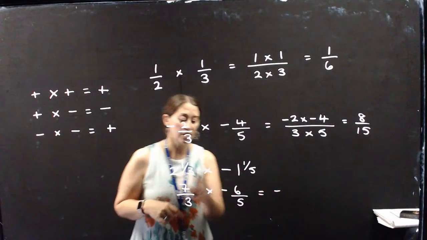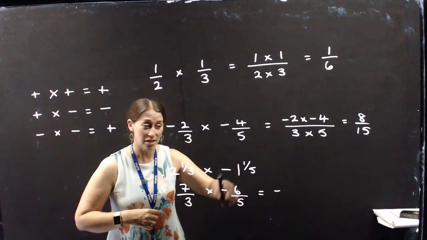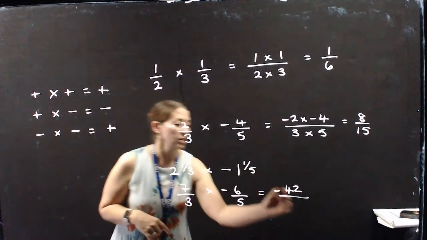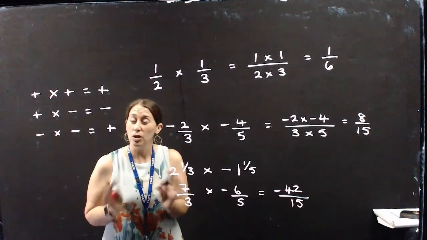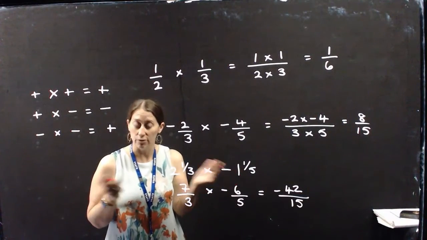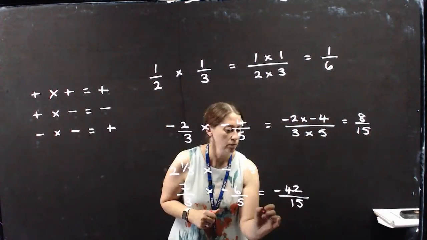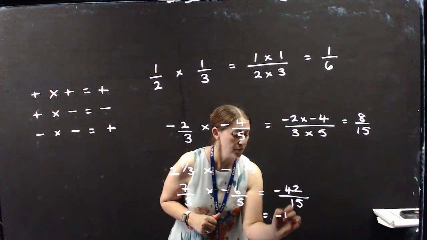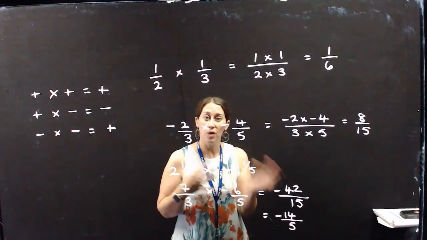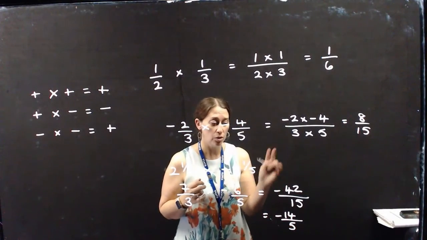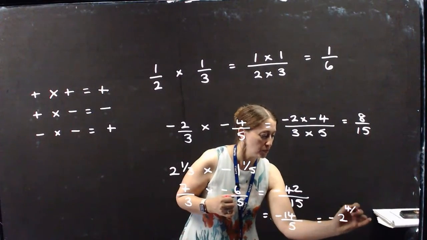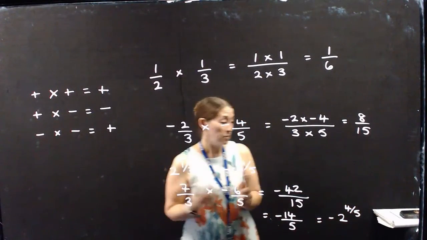We know the answer is negative. 7 multiplied by -6 is going to give me -42, over 3 times 5, which is 15. And then where possible, you would simplify your fraction if it can cancel down, dividing by 3, for example, which equals -14/5. And then we say, okay, how many 5s go into 14? 2 whole and 4 remainder. So we've got -2 whole and 4/5 remaining. And that's pretty much all you need to know.